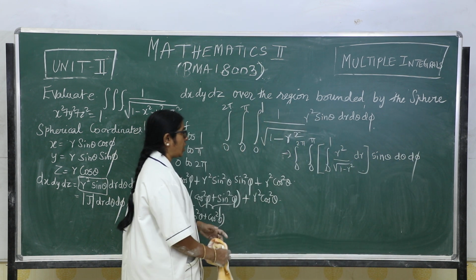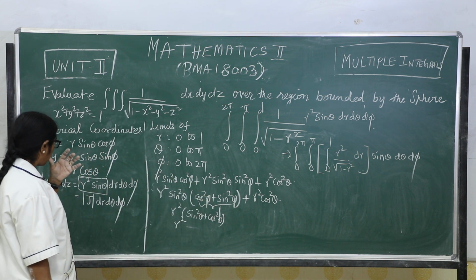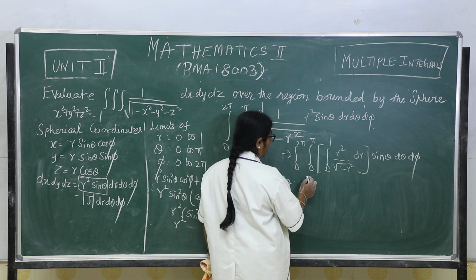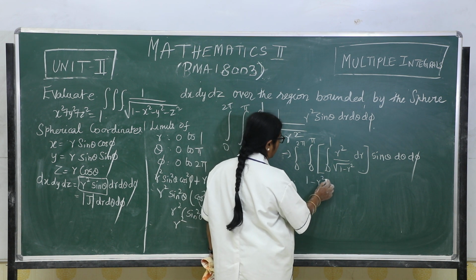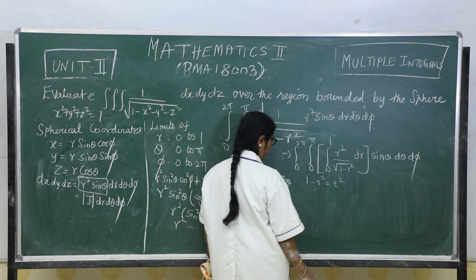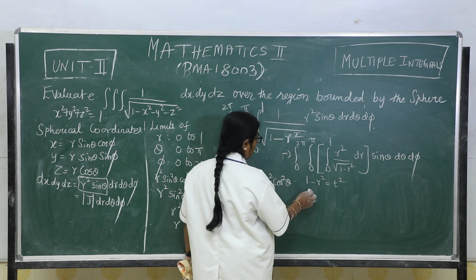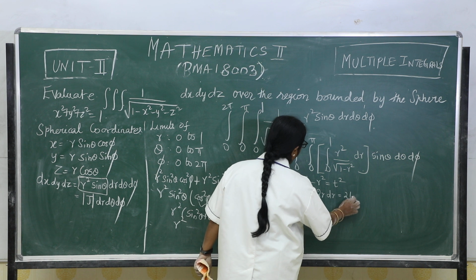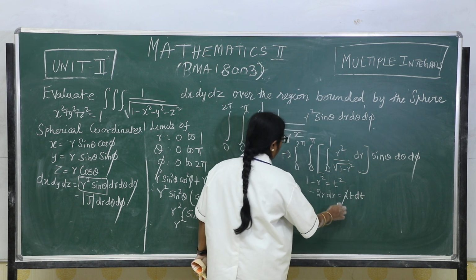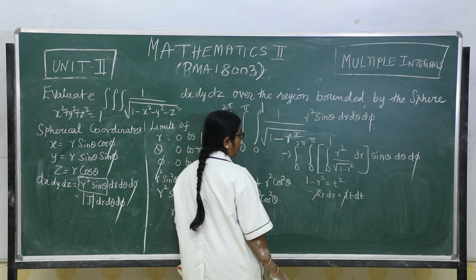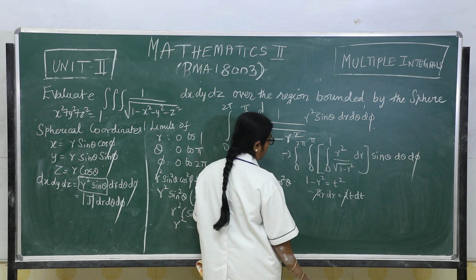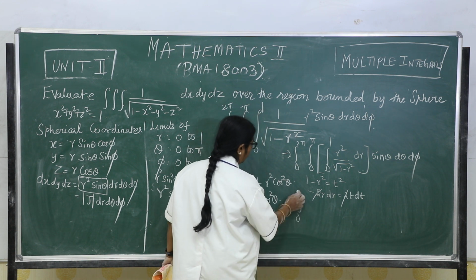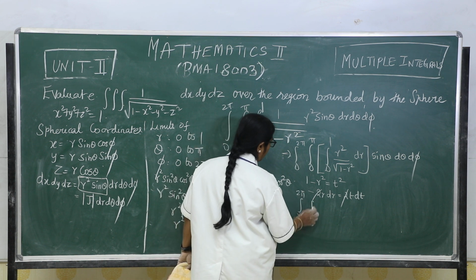What is the substitution? Make the substitution, put 1 minus r squared equal to t squared. So, minus 2r dr is equal to 2t dt. So, cancel, you get r dr is equal to t dt, integral 0 to 2 pi, integral 0 to pi.